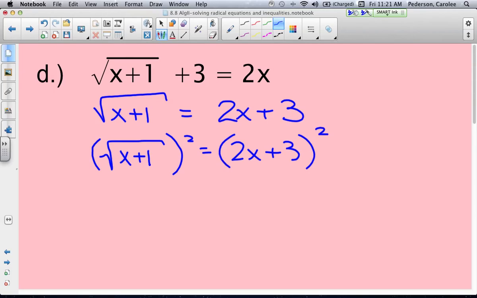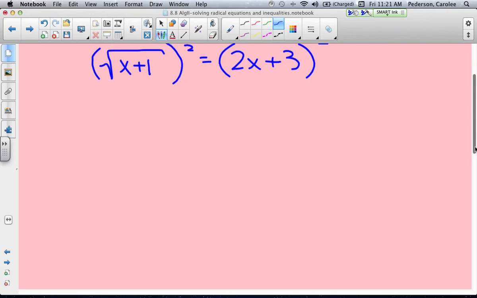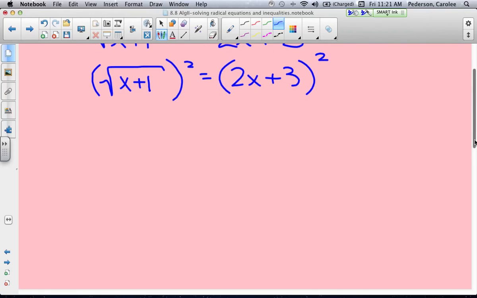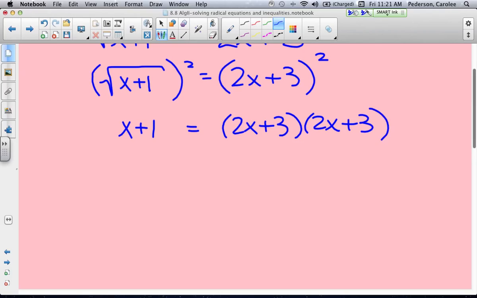So we just squared both sides. Now the left side, the square root and the squared will cancel out. So we have x plus 1. On the right side, we have 2x plus 3, and then another 2x plus 3, and we're trying to find out what x is. So what we have to do is we have to FOIL this right side, multiplying those two parentheses together.